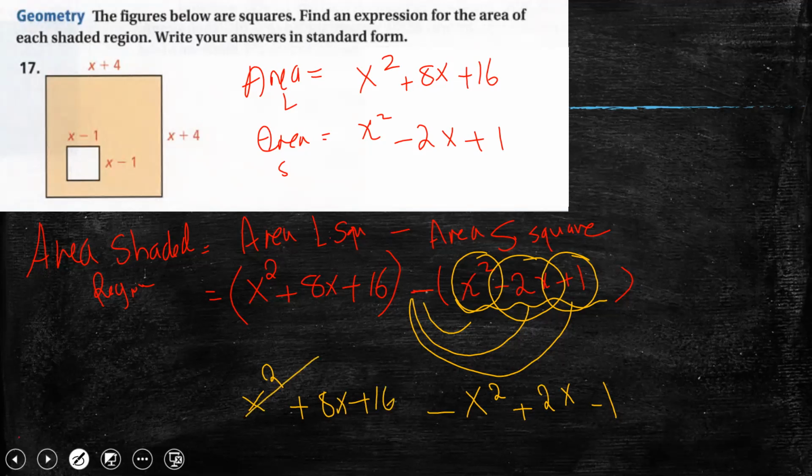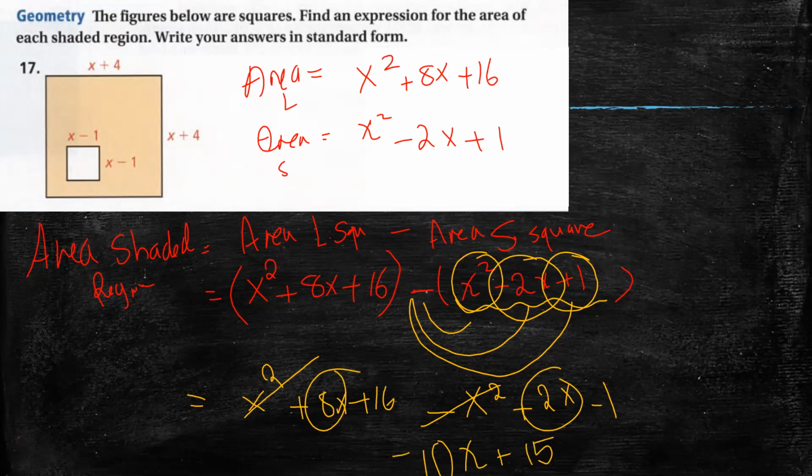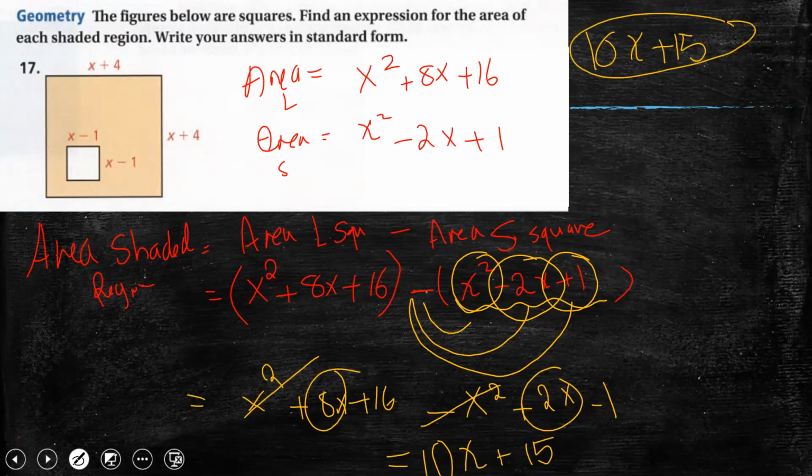Then after that, we will simplify it. 8x plus 2x is 10x. 16 minus 1 is 15. Is it clear now how we can find the area of the shaded region? Yes, teacher. Okay, miss. Now as an example, let's have a multiple choice. One of the choices is 10x plus 15. This will be the correct one. Let's see now if there's another girl.